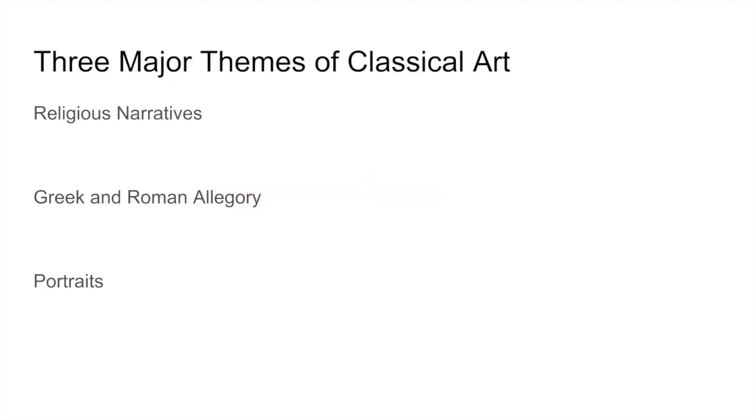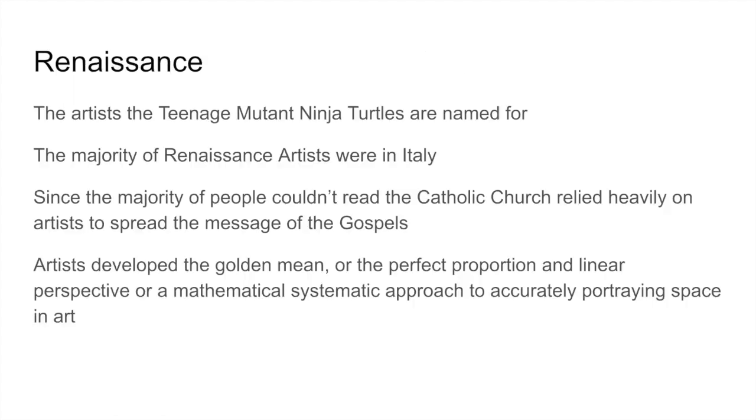There are the three major themes of classical art that I want to reiterate over and over again because we will see them in all three of these art movements. That is religious narratives or Bible stories, Greek and Roman allegory or Greek and Roman mythology, and portraits. And generally speaking, portraits were only of the most famous people. The Mona Lisa is quite the exception.